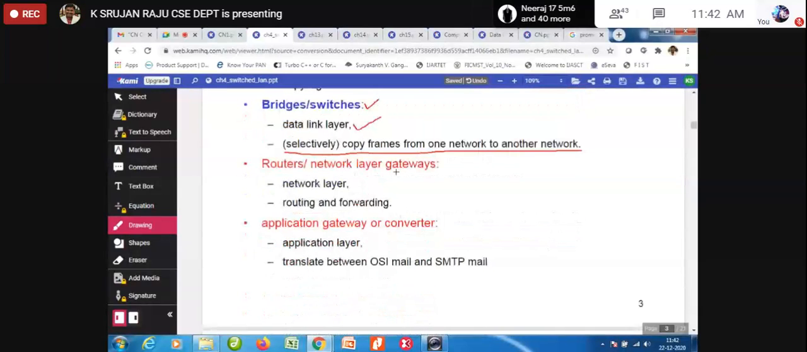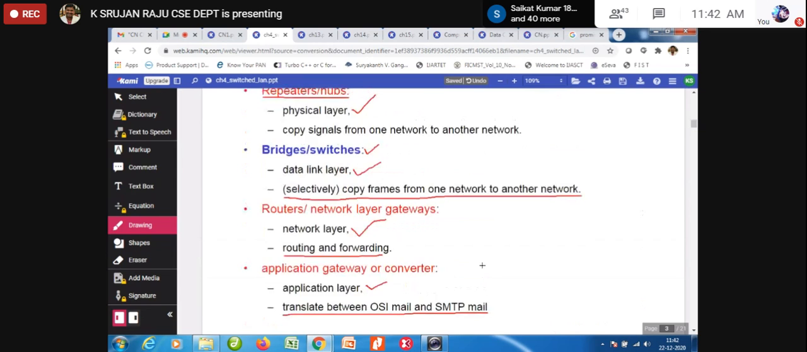Then routers are network layer gateways. Routers are used at the network layer, and they deal with routing and forwarding. How it should be routed, what the shortest route should be, everything is taken care of. Next, the application gateway is dealt with by the application layer, and it translates between OSI and the other components. We will look at that one by one.